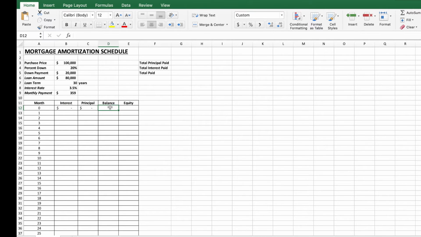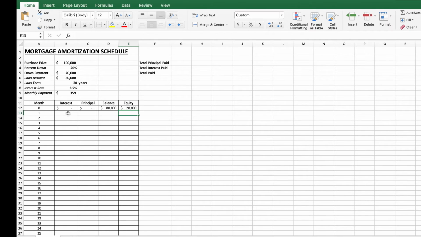So my starting balance before I've paid anything off is equal to my loan amount, because that's what I'm starting with and what I have to pay off. Now my equity is always going to be equal to my purchase price minus whatever balance I have remaining on my loan, which right now is $80,000. So if I press enter, I see that my equity is $20,000, which makes sense because that's how much I paid for my down payment. Now, just as a side note, this equity is not including any appreciation you might get. It's solely the equity based off of paying off your mortgage.